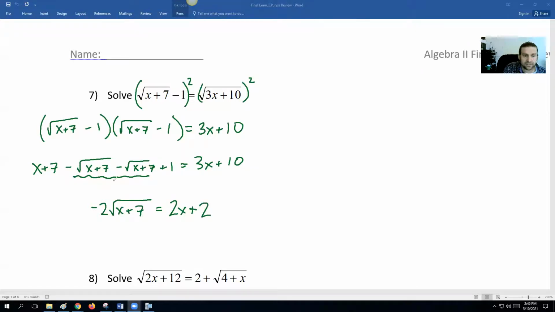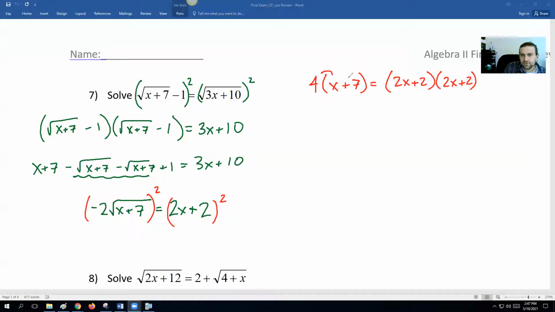Okay, now what we need to do is repeat this process again. We're going to square both sides. When we square this, we get the negative radical, or negative 2 becomes 4, and the radical goes away. So this is 4 times x plus 7. And then over here, the 2x plus 2, we have to write out twice and FOIL it.